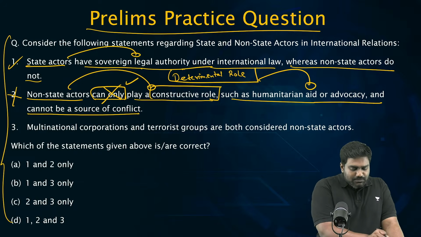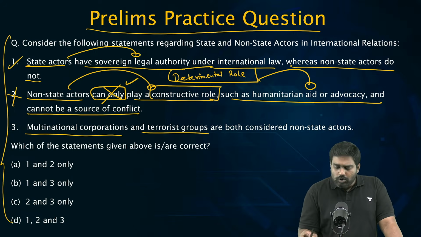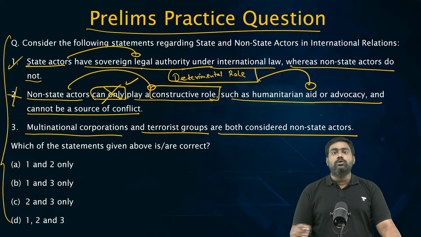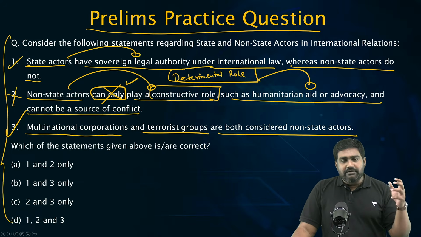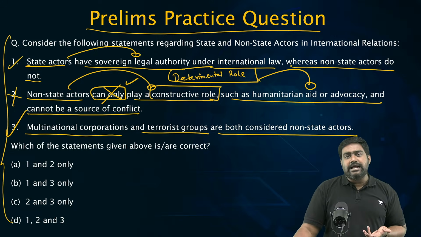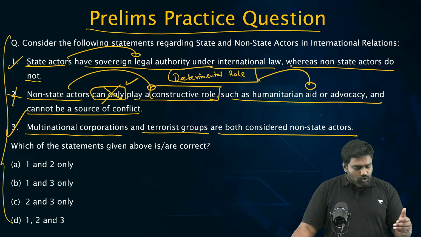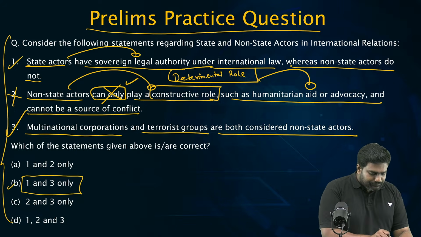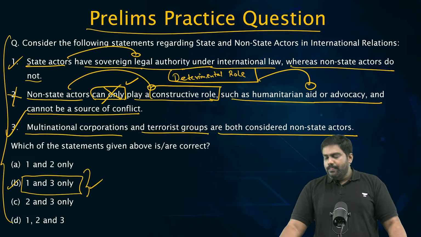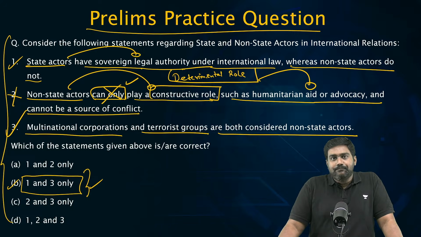Third statement says multinational corporations, terror groups, both are non-state actors. Absolutely correct statement. Private companies, terrorist groups, they're all non-state entities, any non-government entity. So 1 and 3 only. Option B is your correct answer.